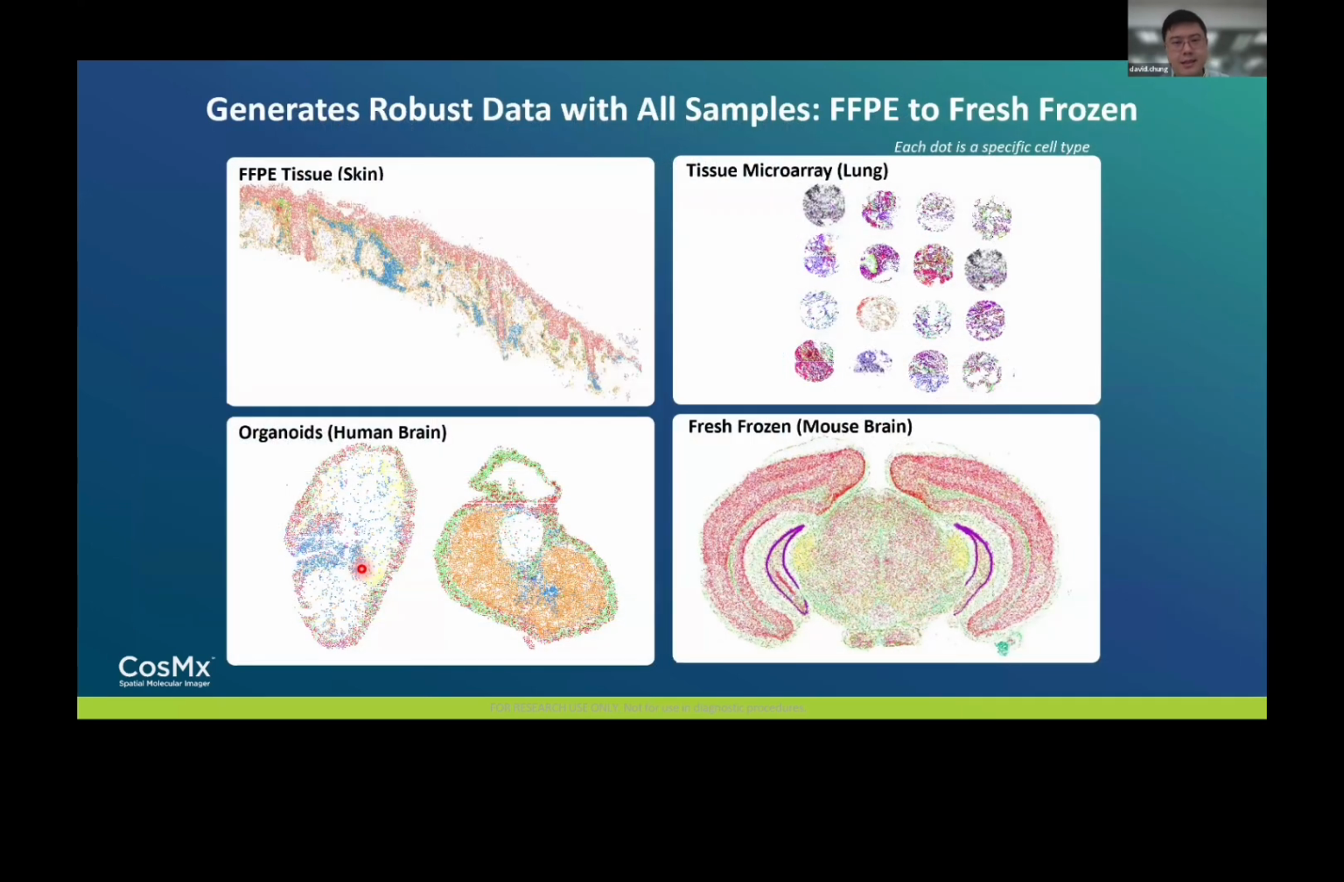Okay, some of the sample data is coming from different tissue types, either FFPE, formalin-fixed paraffin-embedded tissue, or even fresh frozen tissue, tissue microarray, organoid. So it basically works with, as I mentioned earlier, multiple different tissue types.